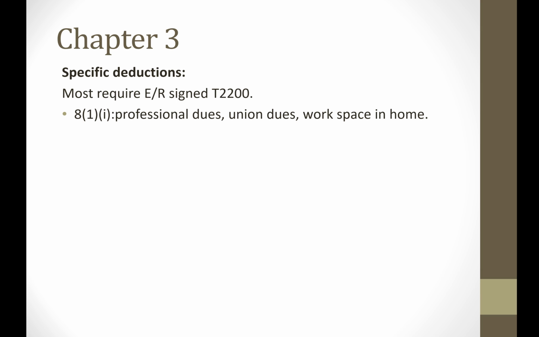Now, under 8.1i, professional dues, such as if an employee is a professional engineer or accountant, and that's a requirement of their employment, then that employee can deduct those dues when calculating their employment income. If an employee pays union dues, those are deductible as well. If an employee is required to work from home, and the employer signs the T2200, then certain workspace and home expenses could be deducted as well.